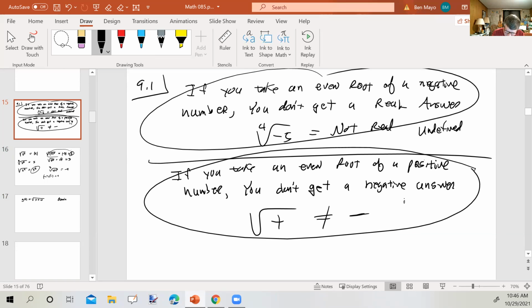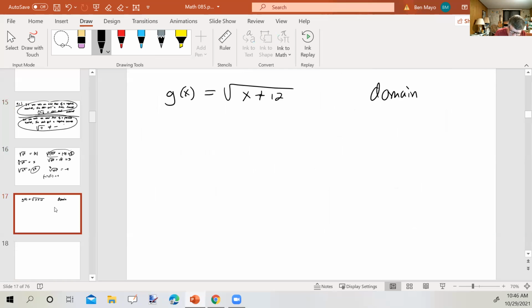Excuse me, I read this one wrong. Forget that one for the moment. Let's go back to this top one. If you take an even root of a negative number, you don't get a real answer. So that means, since I'm taking an even root, this can't be a negative number, which means it has to either be positive or equal to 0.